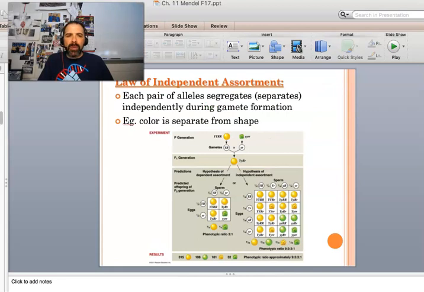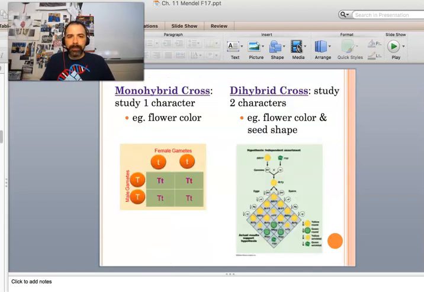So there's our law of independent assortment. This is one that they ask you quite a bit. I kind of like to use a dihybrid to test this. Each pair of alleles segregates independently during gamete formation. So color is separated from shape. And a dihybrid is because you're looking at two different traits, color being one, shape being the other.